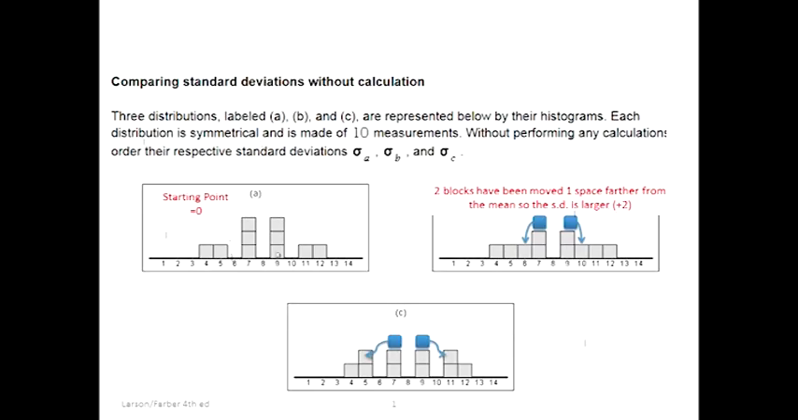In C, we had 3 blocks on 7, but now we have only 2. It moved down to 5, so that's a move of 2. So 2 blocks got moved 2 spaces farther from the mean, 1 on each side. So the standard deviation is larger by +4. So what's the order? Well, A is the smallest at 0, B is next at +2, and C is the largest at +4.